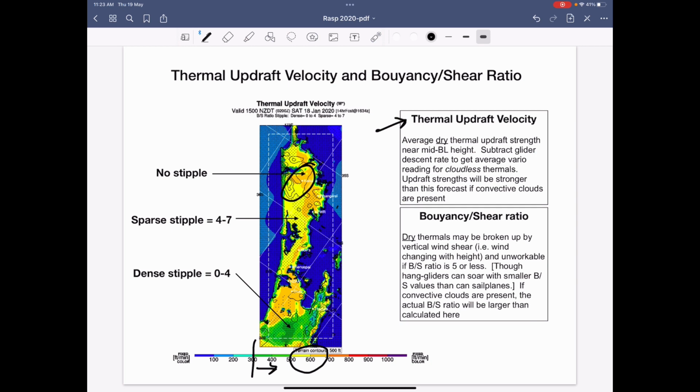And the second thing we're looking for is the buoyancy shear ratio. It says how easily the thermals are going to be to work, and that is depicted by the stipple or the black dots, or the lack of black dots on the map. So with no stipple in this area circled here, we have no dots, so that's very good. That's what we want. We have sparse stipple here. You can see the dots are sort of spaced apart a little bit. I would still go flying if I saw that, as long as everything else in the forecast was good. And then we have dense stipple down the bottom here. The dots are really close together, and I probably wouldn't go flying if I saw dense stipple.